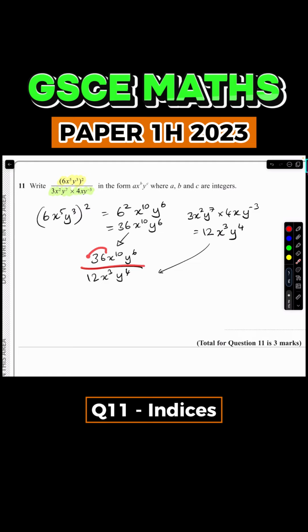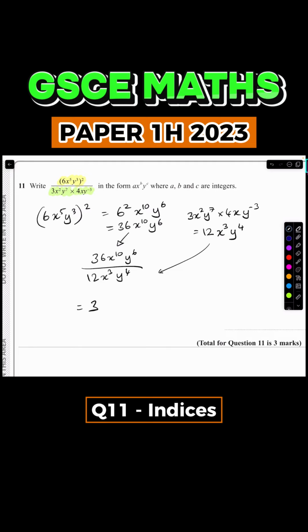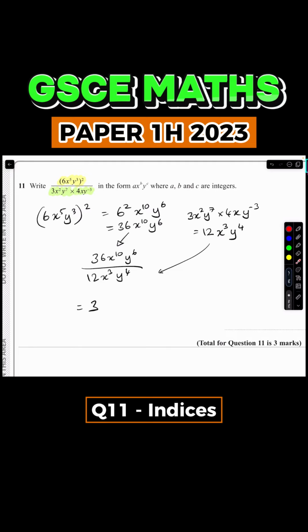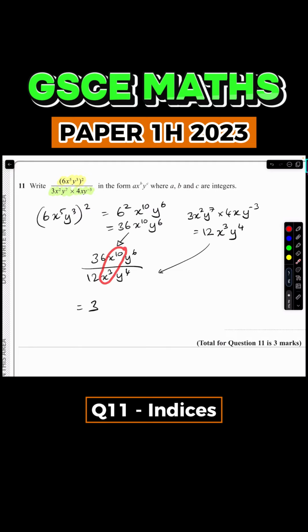So 36 divided by 12. How many 12s go into 36? That's 3, a big 3, so that's gone. Now we've got x to the power of 10 divided by x to the power of 3. When you divide, you take away the power. So you do 10 take away 3, which is x to the power of 7.